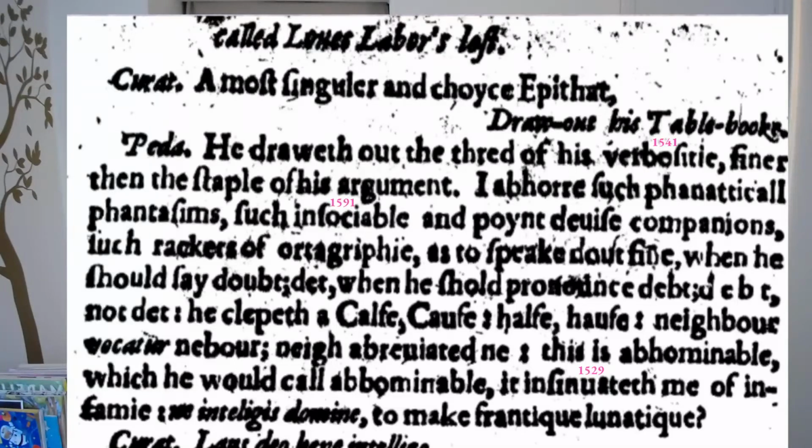As to speak the word doubt, when he should say "dout," debt, when he should pronounce debt, D-E-B-T, not "det."